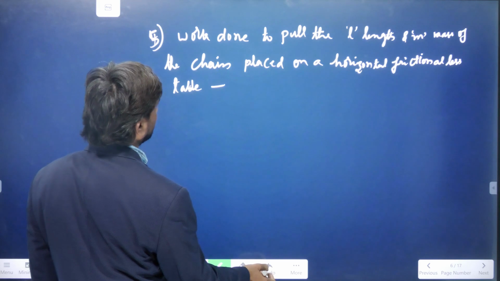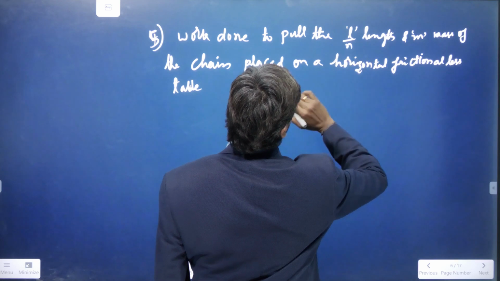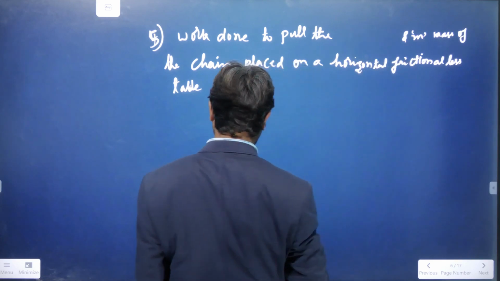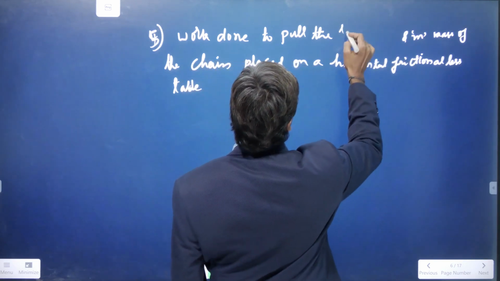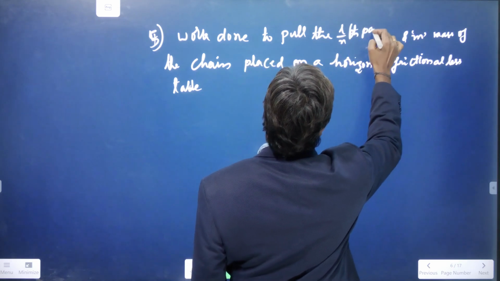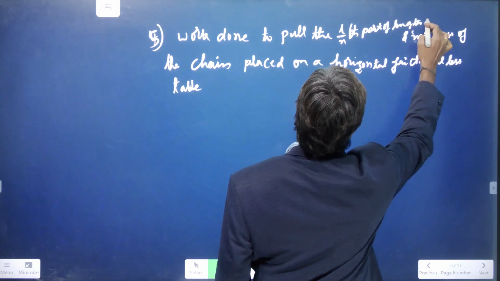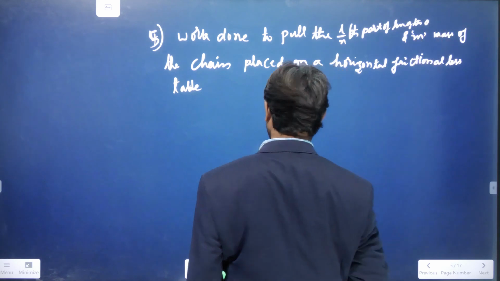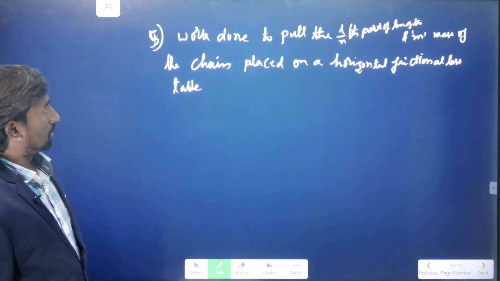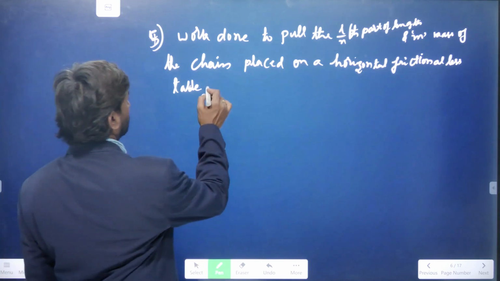And here L length of the mass, to pull the L by nth part of length. Okay, L by nth part of length and mass of the chain, m mass of length, placed on a horizontal frictionless table there. Okay, so then we'll see that.